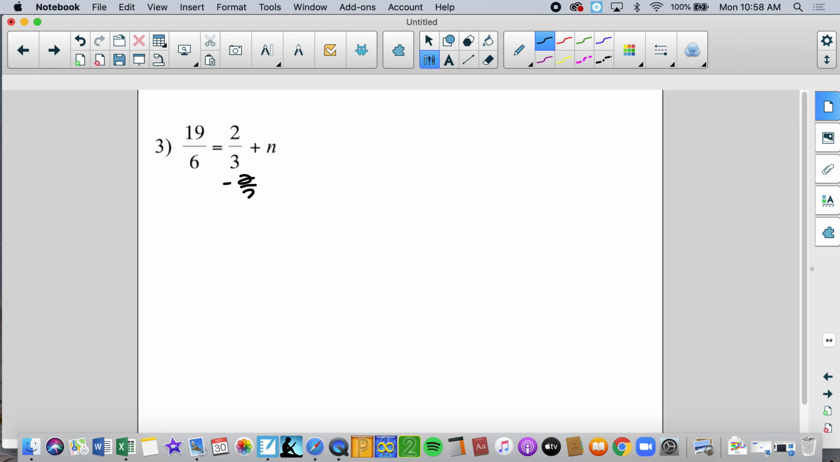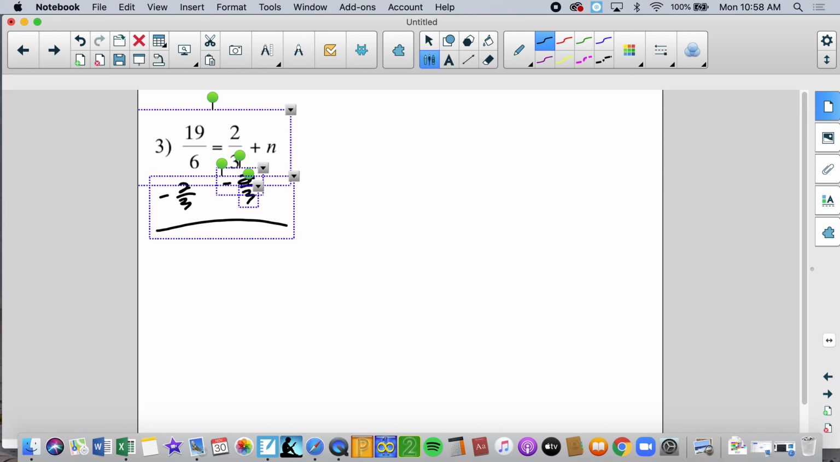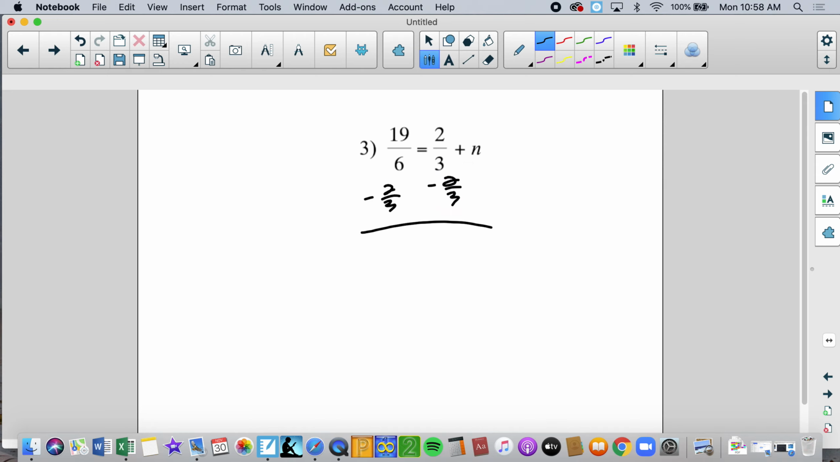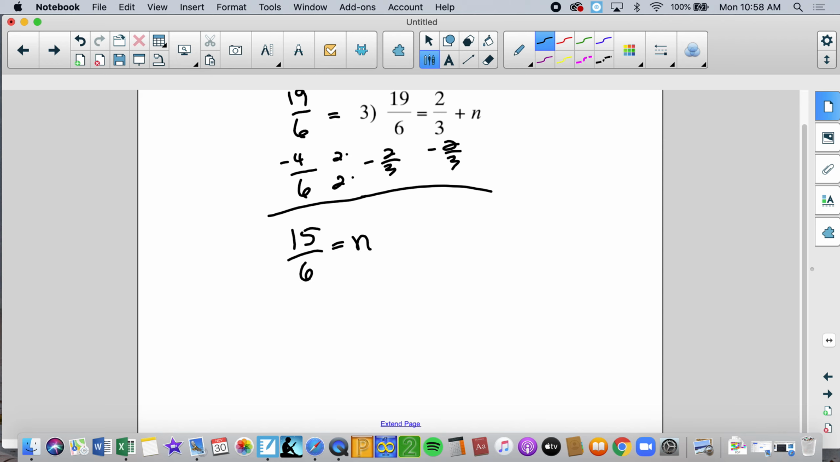Here we have 2/3 that we have to get rid of. It's being added to n, so I'm going to subtract 2/3. Let's move this over a little bit so I can convert. I need common denominators. My common denominator between 6 and 3 is 6, and 3 times 2, so negative 2 times 2 is negative 4. So 19 and negative 4 makes 15/6 over n. We're going to reduce that.